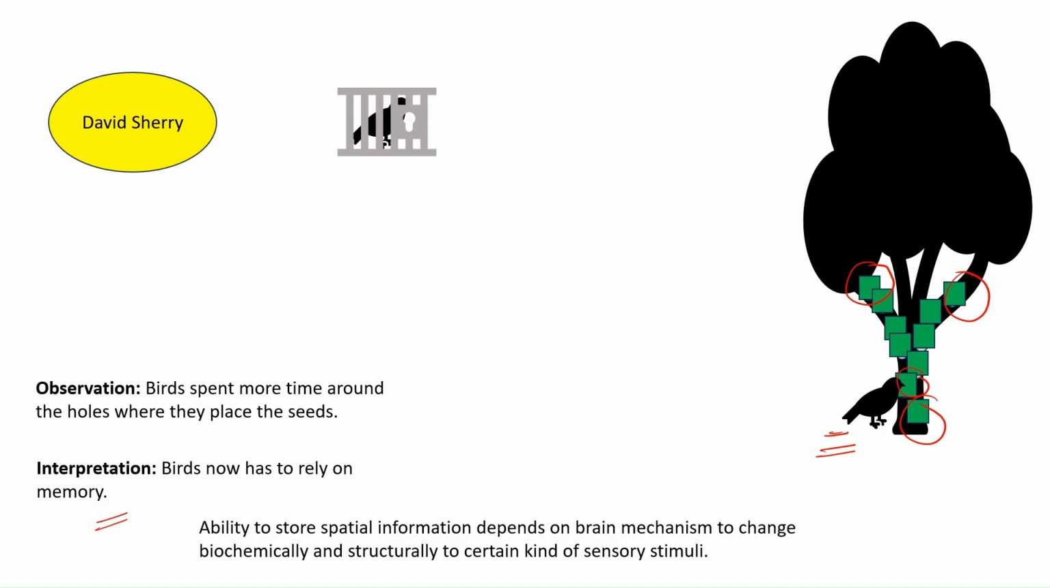So that means the ability to store spatial information depends on brain mechanisms changing biochemically and structurally in response to certain kinds of sensory stimuli. Because the chickadee stored the food using visual clues, that kind of information is known as spatial information, and the sensory stimulus involved is visual. Because of this, some brain mechanism has changed biochemically and structurally, and hence next time it is easy for the chickadee to remember or to get to the appropriate holes.